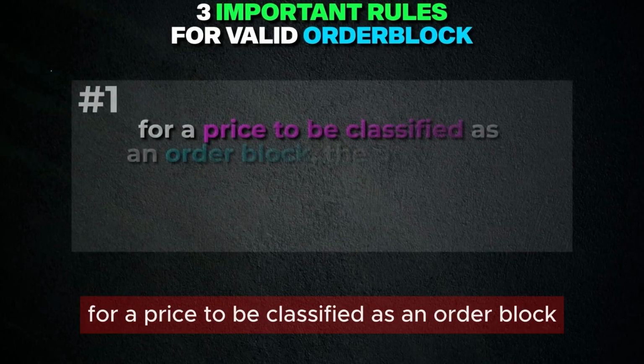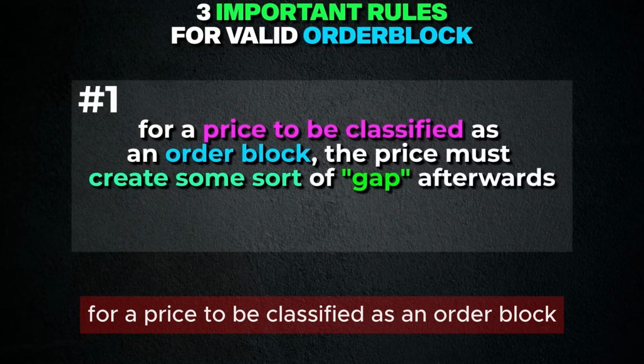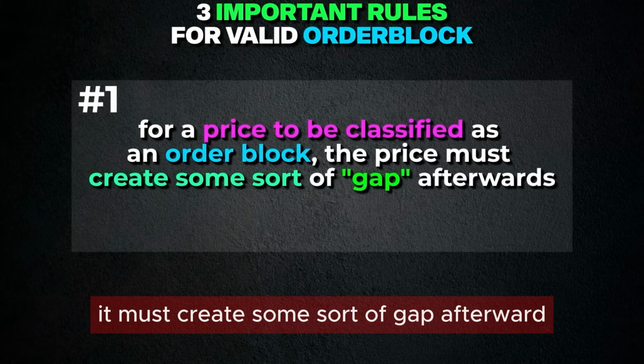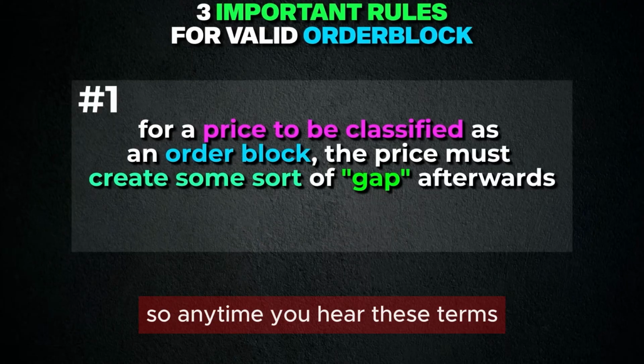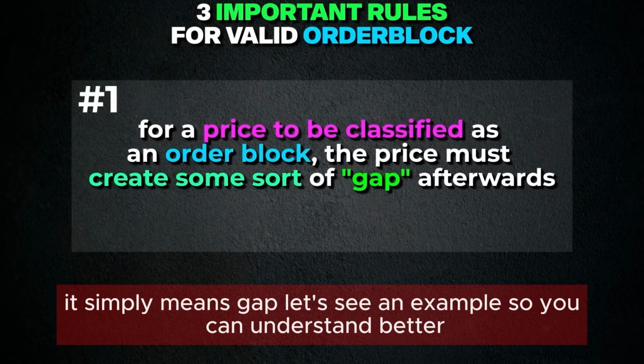Rule number 1. For a price to be classified as an order block, it must create some sort of gap afterward. This gap is what people refer to as inefficiency or imbalance. So, anytime you hear these terms, it simply means gap. Let's see an example so you can understand better.